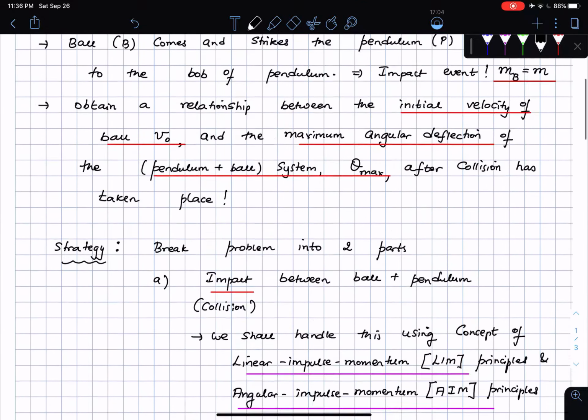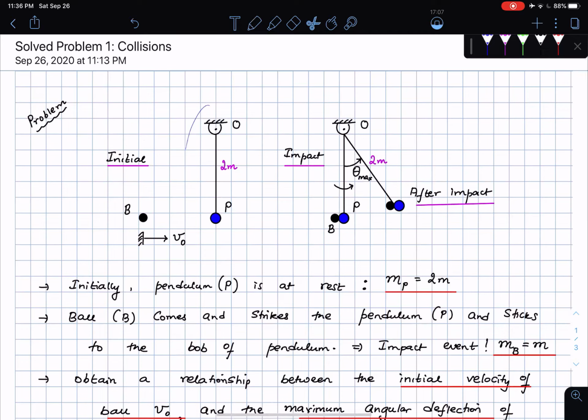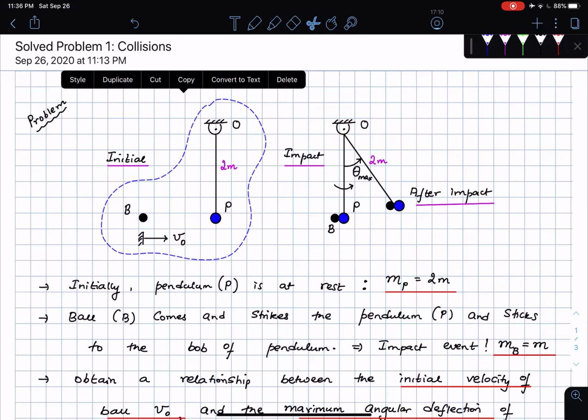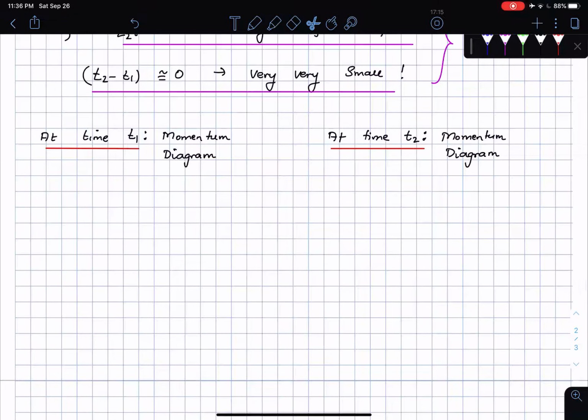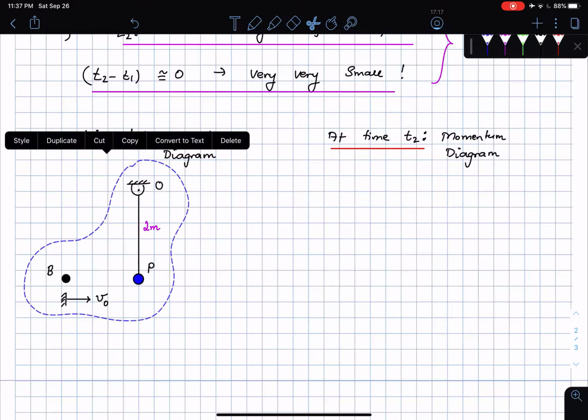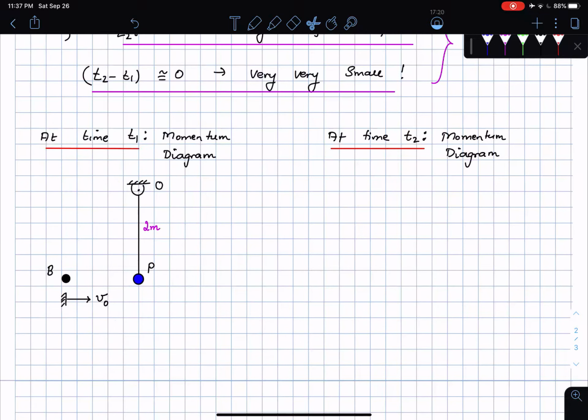So let me go back and bring out my figure from here. I'm just going to copy it and paste it right here. So this is the situation. Now on the momentum diagram, you're going to be drawing the momentum, which means I'm essentially going to be drawing the momentum of the particle. So here this is going to be the mass of the ball times v naught.